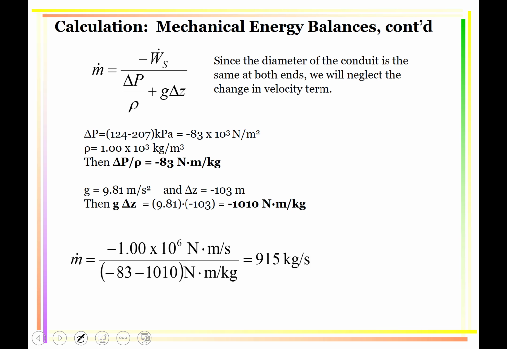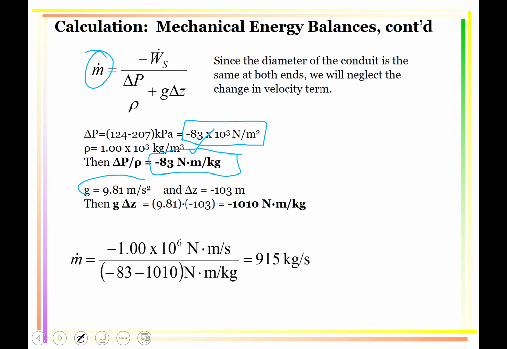Now let's regroup here. We're trying to solve for m dot, so I just rearranged the equation. And we have delta P, P2 minus P1, so it's negative. We have the density of water, which we can look up on the table in the back of the book, 1. And then we can calculate delta P over rho. It has this negative value.